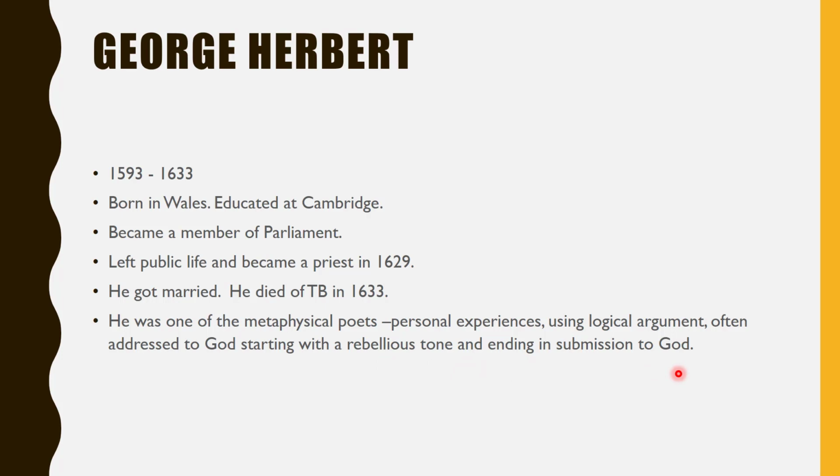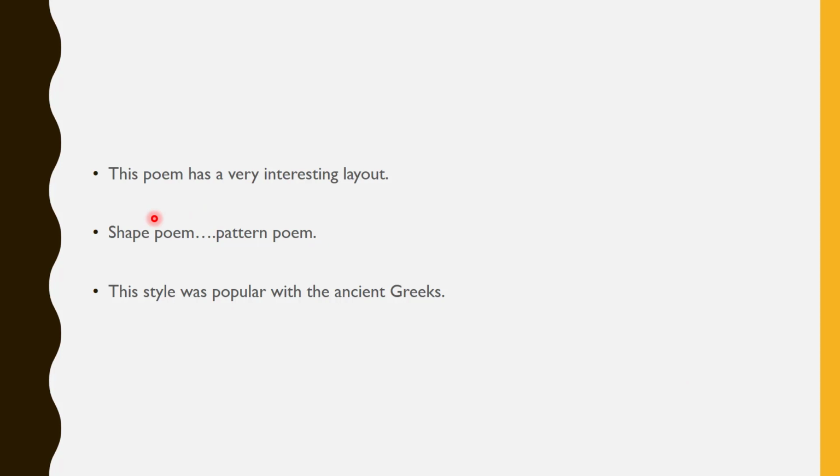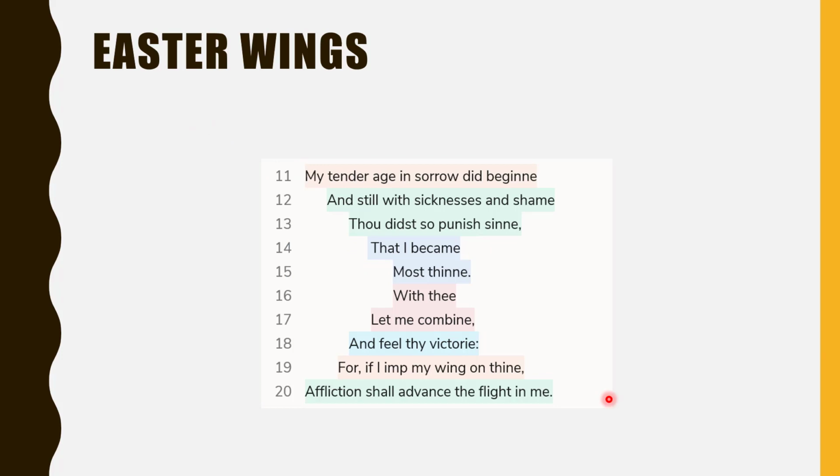This poem has a really interesting layout. It's a shape poem or a pattern poem, and this style was popular with the ancient Greeks. Easter Wings. Look at that layout. Stanza two, the same. Now, when Herbert actually wrote this poem, it was printed like this. And as you can see, it looks like wings, as the page was turned sideways.